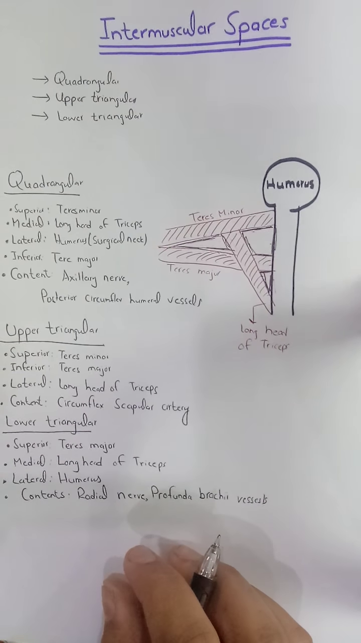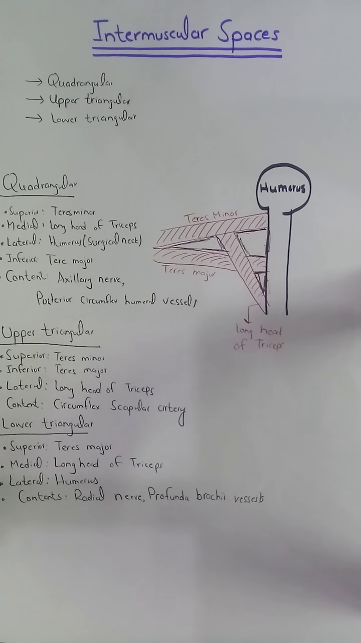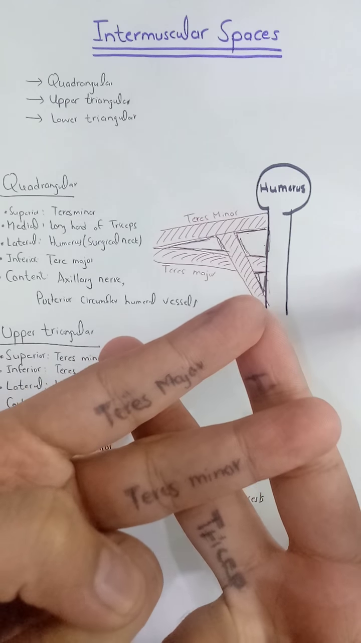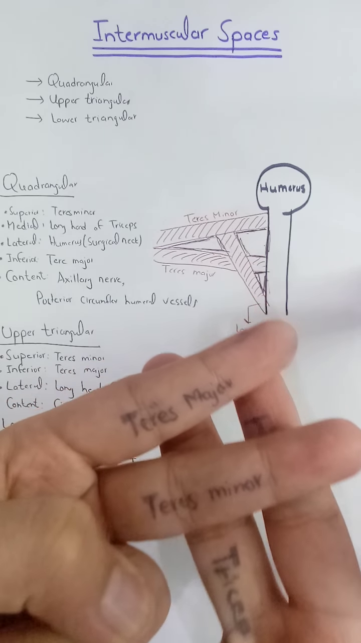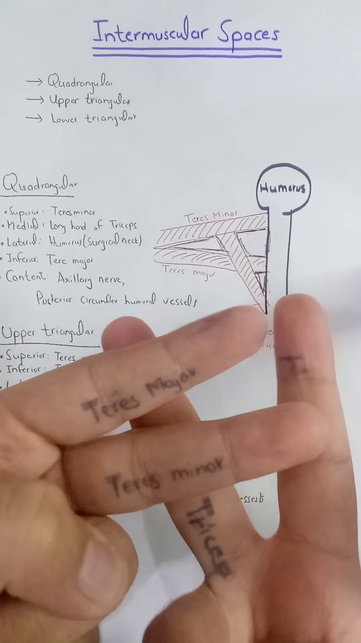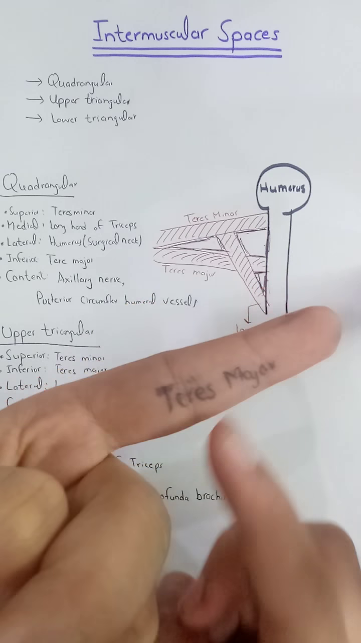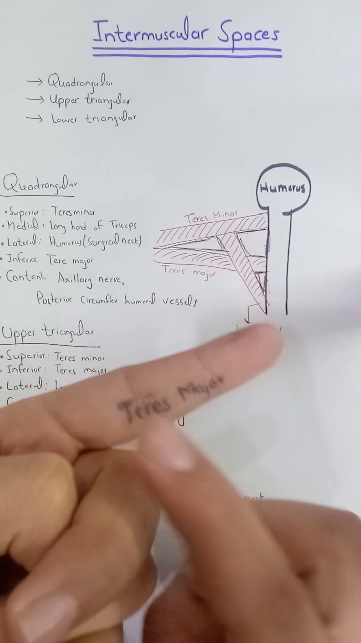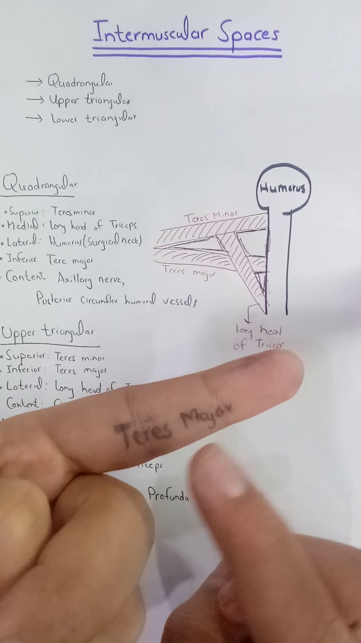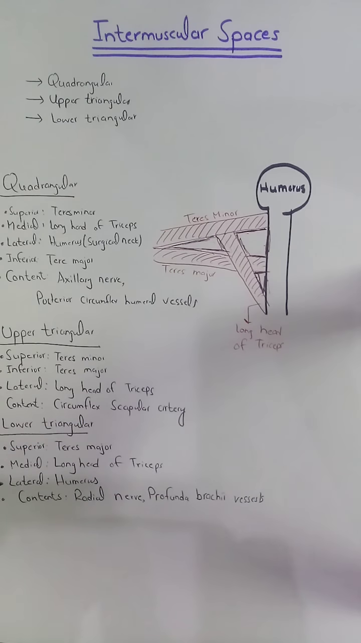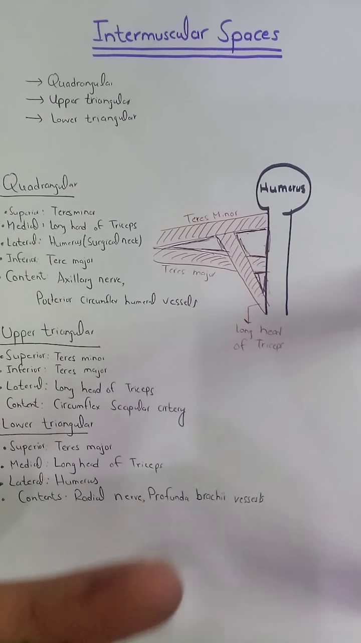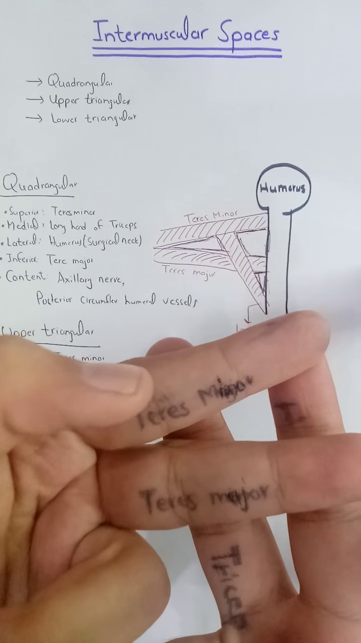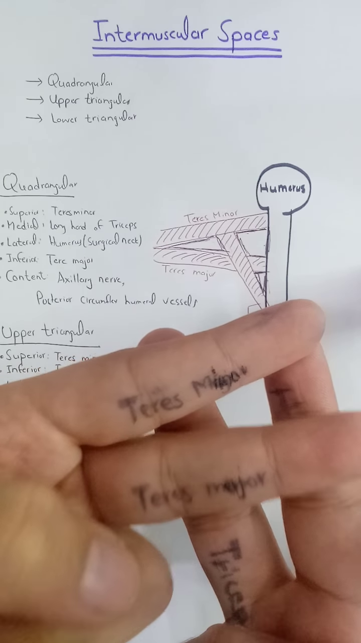So now we will see an easy way that how can we remember these boundaries. That will be this way. Make this shape of your fingers. This will be the humerus. This will be teres major. Oh sorry, this will be teres minor. I have written wrong here. This will be teres minor, this will be teres major and this will be triceps.